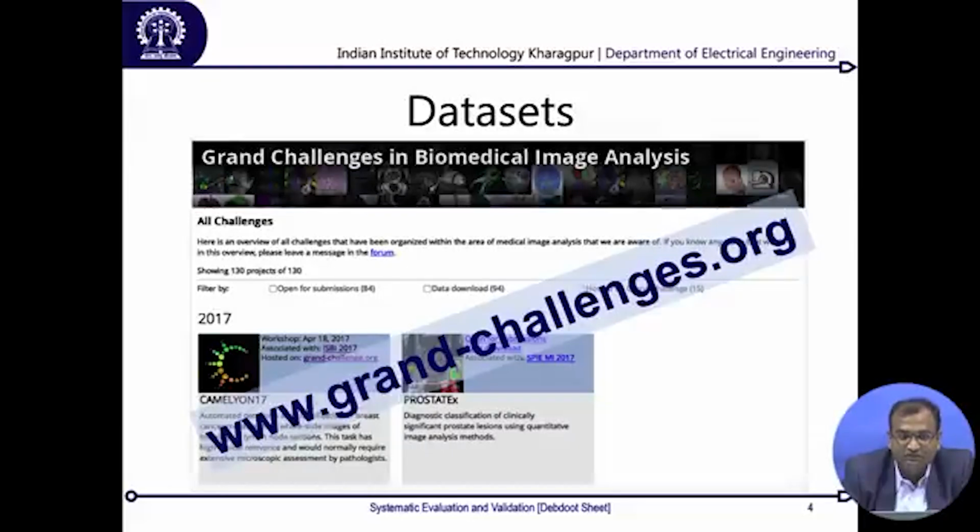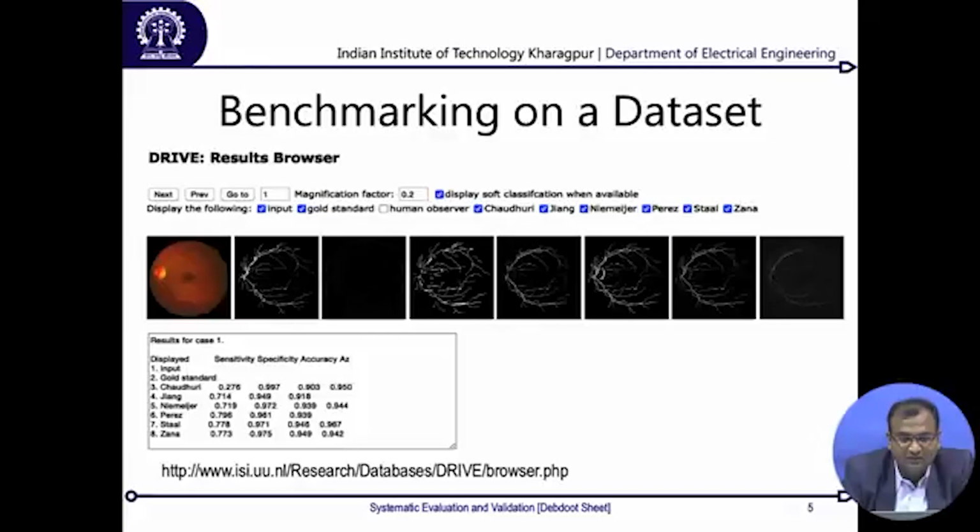Beyond that, you also have a lot of public data sets which we would be listing down on the course web as well, so that you can have a ready-made lookup access to them. Now benchmarking, typically, what it would be looking like is something like this.